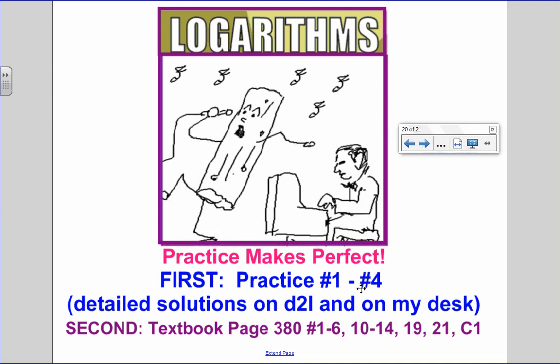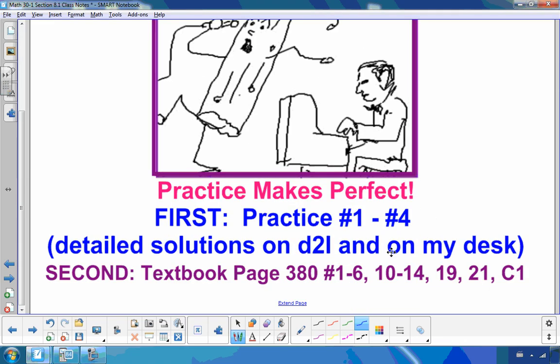You guys can do practice questions 1 to 4 that I have attached to these, detailed solutions, of course, on D2L. And then after you're done that, you can move on to your textbook questions. So I hope this lesson helped, and look forward to seeing you in section 8.2.